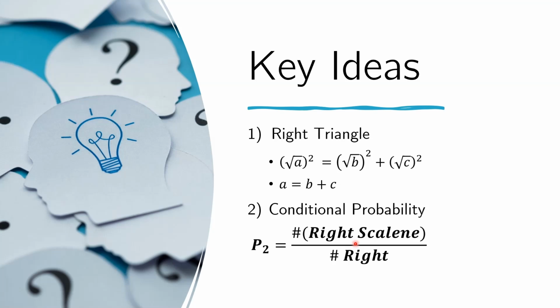So the triangle that we get is both a right triangle and a scalene triangle, given that we already know that it's a right triangle. So the way we compute that is we count the number of ways where we could get a right and scalene triangle, so a triangle that is both right and scalene, and then we divide that by the number of ways of how we can get a right triangle, whether scalene or not. So again, the numerator is the number of ways that the triangle is both right and scalene, and the denominator is just the number of ways that we get a right triangle. So that's conditional probability.